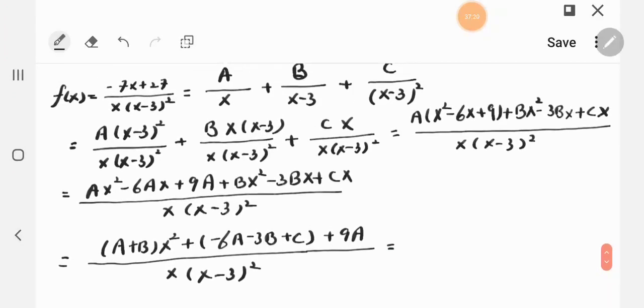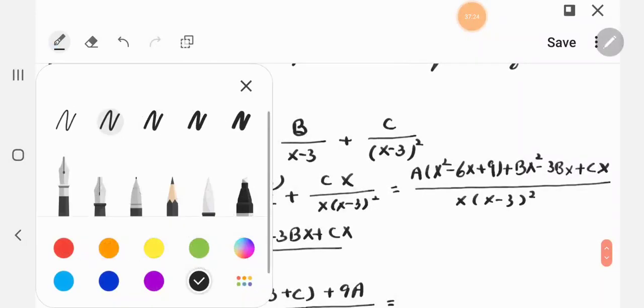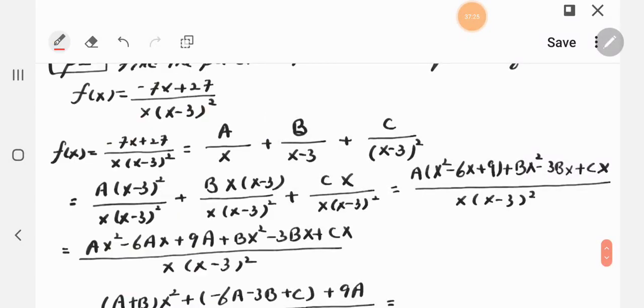And then let's compare the coefficient of the numerator. Okay, so let's go back to the original. Okay, this is the original one, right? Original one. So negative 7x plus 27.